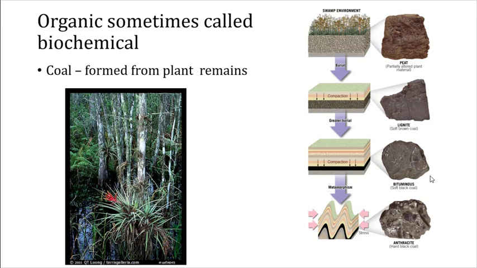But anyway, bituminous coal is a sedimentary rock that forms from that initial peat that's been compacted and dewatered and whatnot. And then if you apply even more heat and pressure to it, you will turn this sedimentary rock into this metamorphic rock, anthracite coal. This is the quote-unquote good stuff.